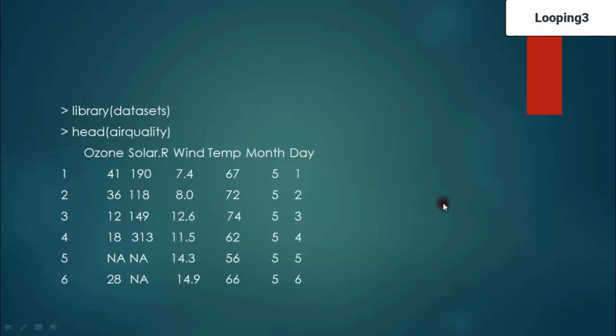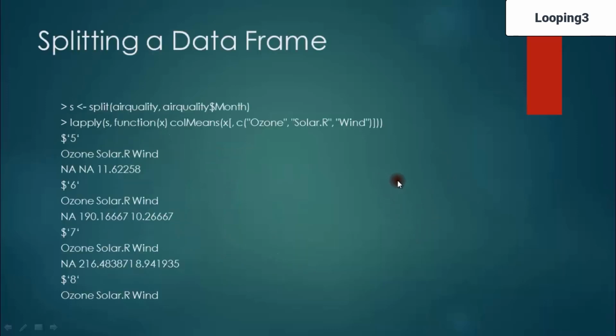So this is an example from an internal data set. I brought it in using the library function, the library of datasets, and this is airquality. When I take head of airquality, it will give me the columns available in the airquality data: Ozone, Solar.R, Wind, Temp, Month and Day. Now this is a typical data frame wherein I want to perform certain specific things.